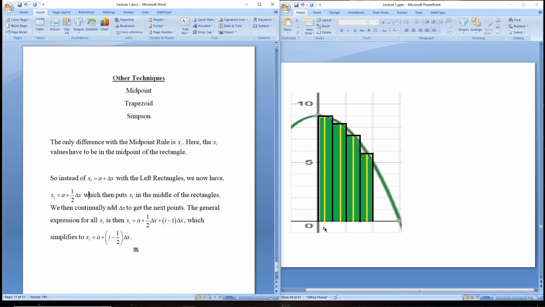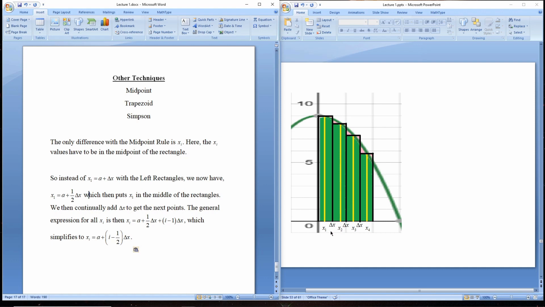So here's our x1 position, this first yellow line, which is at a plus a half of delta x. And now this next yellow line at x2, these are always a delta x away, just like they were previously. So the yellow lines, x1, x2, x3, and x4, are all separated by a distance of delta x, just like before.